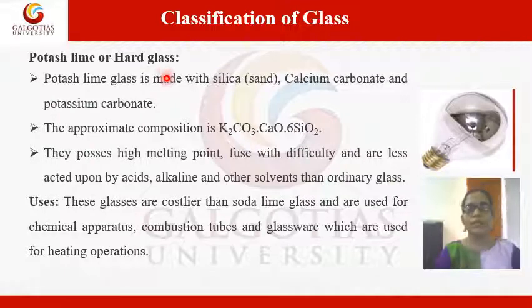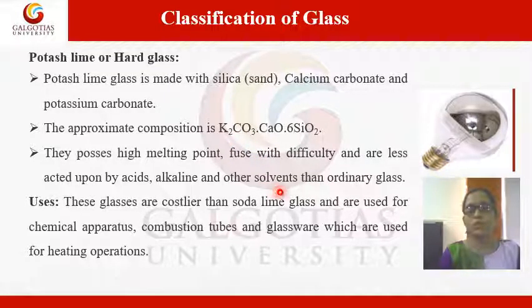Then another variety of glass is potash lime glass, which is also known as hard glass. This glass is made up of silica, calcium carbonate and potassium carbonate. The main composition of this glass is potassium carbonate, calcium oxide and silicon oxide. In soda lime glass it was sodium carbonate, but in potash lime glass it is potassium carbonate. This glass has a high melting point.